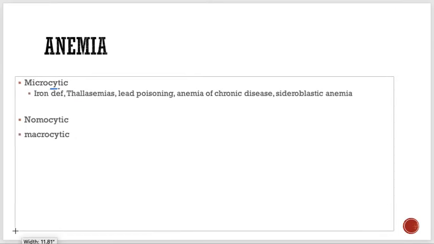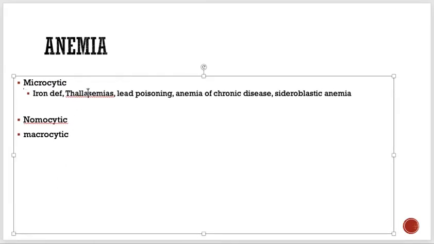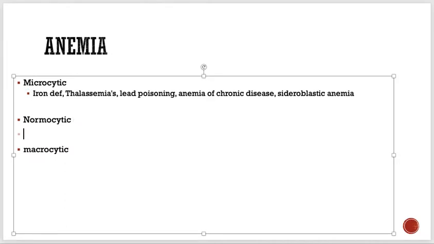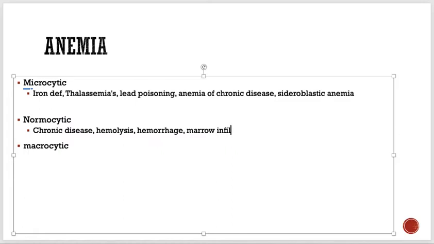And I told you what is the story behind this, how you can reach this conclusion that the patient has microcytic anemia. When it comes to normocytic anemia, it could be chronic disease anemia. It could be hemolysis or hemolytic anemia. It could be hemorrhage. Okay, and it could be bone marrow infiltration.